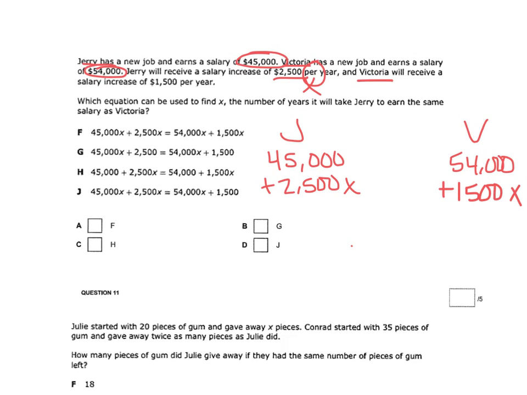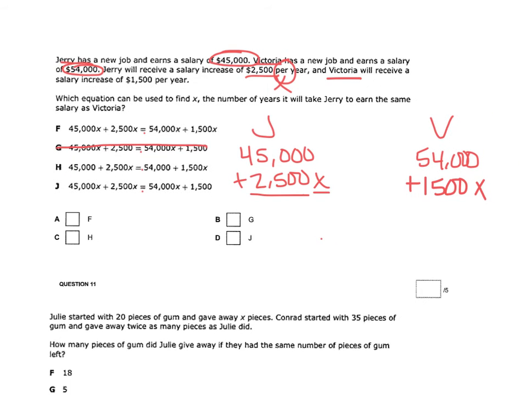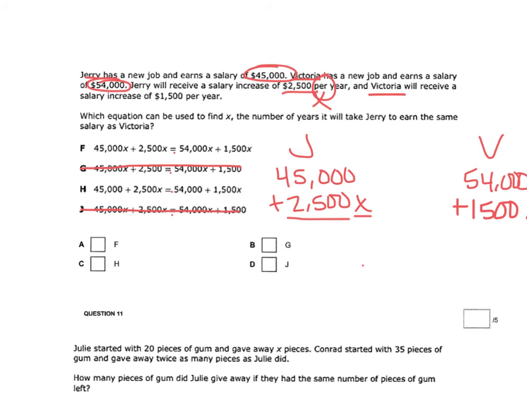So really, it's an equal sign since it's an equation. Don't have to worry about inequality. I need to find the ones that match. So 2,500 should have a variable on it. So already G is out. 1,500 should have a variable on it. So J is out. So let's see what the difference is in these two. Okay, F, the only difference is they gave an extra variable to 54,000.